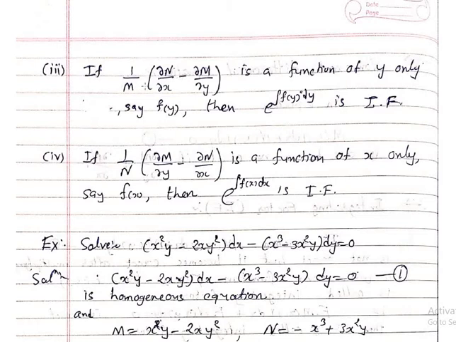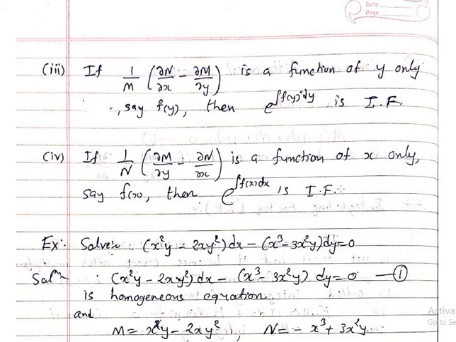Once you are dividing it with M, secondly you are dividing it with N. Whenever you are dividing with M, the term of M is the second one. If you are dividing with N, then the term of N is the second one. In the same manner, if 1 upon N (del M by del y minus del N by del x) is a function of x only, say f(x), then e raised to the integration of f(x) dx is an integrating factor. So these are the 4 methods to find the integrating factor.